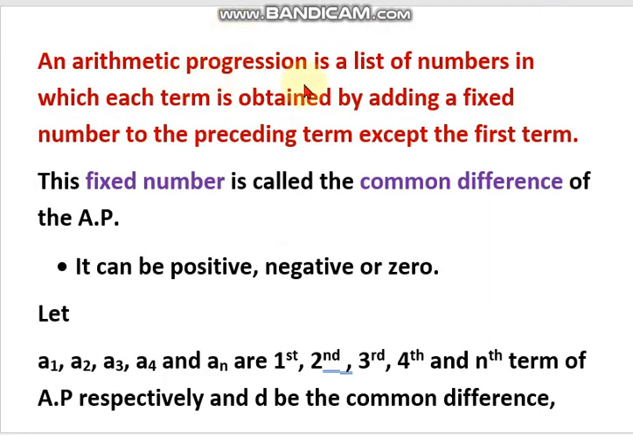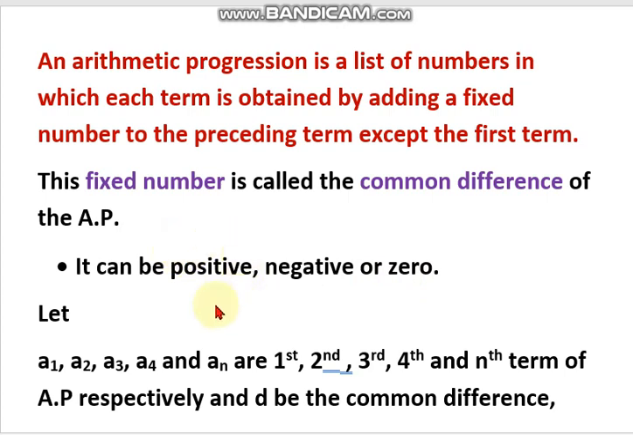An arithmetic progression is a list of numbers in which each term is obtained by adding a fixed number to the preceding term except the first term. This fixed number is called the common difference of the AP. We generally denote this common difference by small d. And this common difference d can be positive, negative or 0.